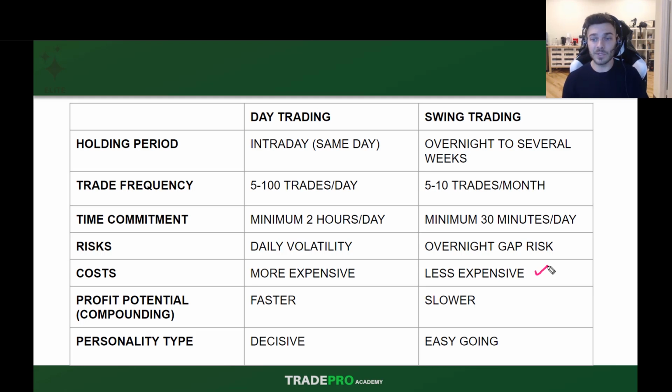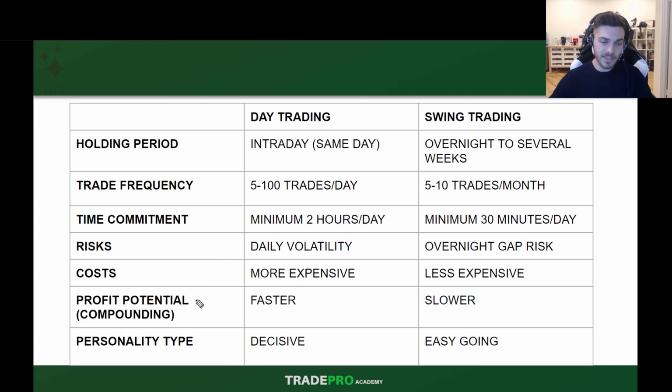On top of that, because you're not taking as many trades on a monthly basis, instead of taking 5 to 100 a day, you're going to be taking around 5 to 10 a month. As a result, you're going to be paying less in commissions than you would as a day trader, making swing trading the less expensive option to start with.